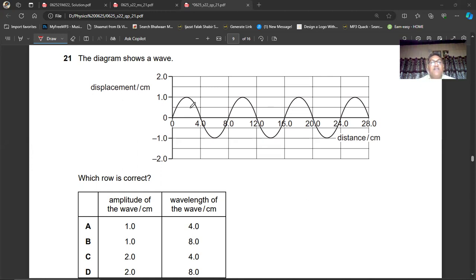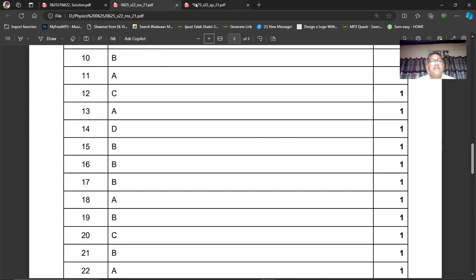You see, what is the wavelength here, from this point to this point? A wave is completed. So this horizontal distance is telling me the wavelength, and that wavelength is 8 centimeters. And the amplitude is how high you go from the mean position, or how low you go from the mean position, and that is 1. So the amplitude of the wave is 1 centimeter, and the wavelength of the wave is 8 centimeters. So I think B is the right choice. Question number 21, B is the right choice.